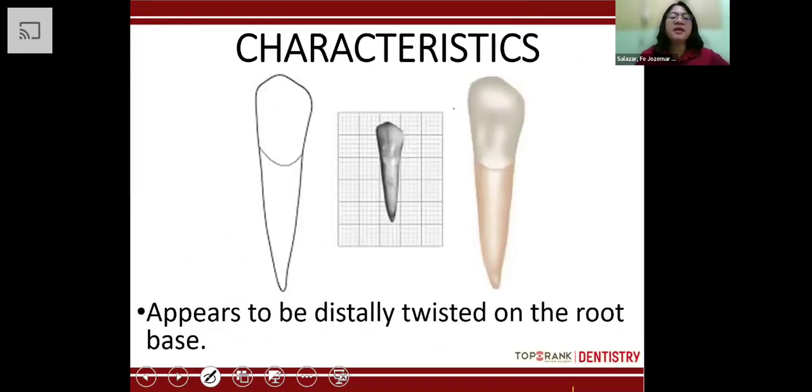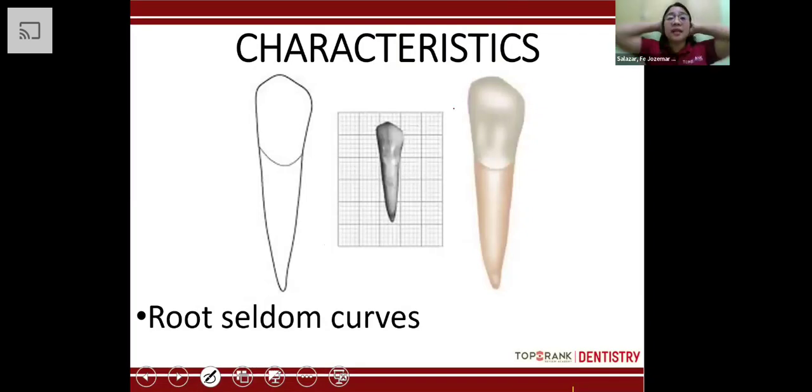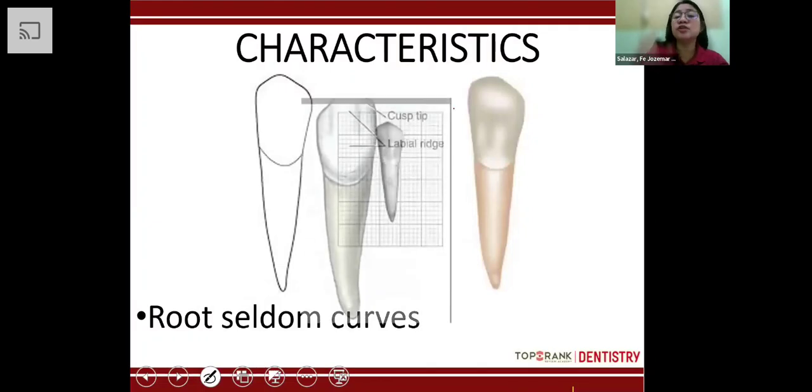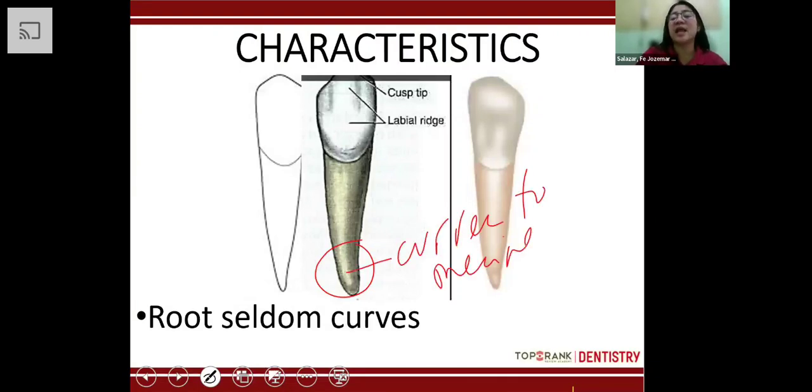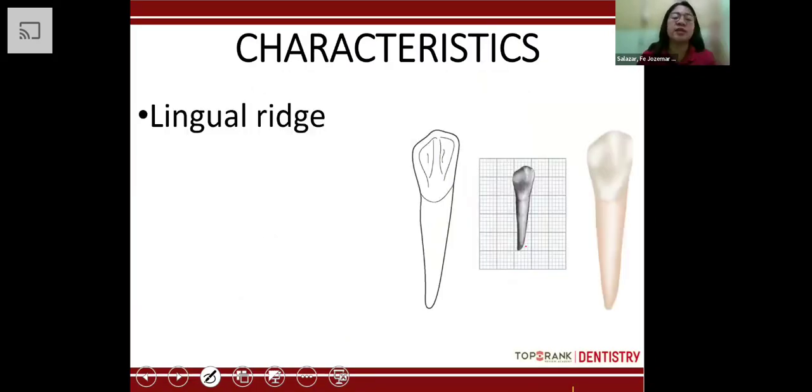Okay, letter D. Appears to be distally twisted on the root base, so nakahilig siya. The crown is not straight, nakahilig siya. The root seldom curves, usually straight lang siya. Pag may curvature siya, it curves towards the mesial, not distal like any other roots. Most roots natin naka-incline distally. Pero pag ito, nag-curve yung root, it's towards the mesial.